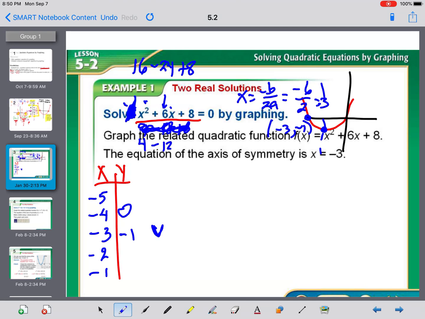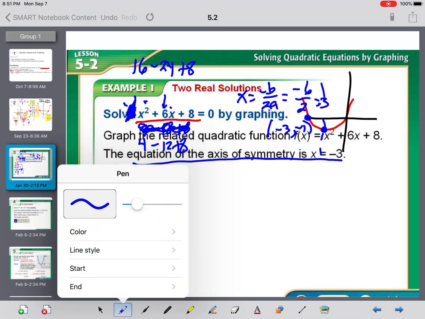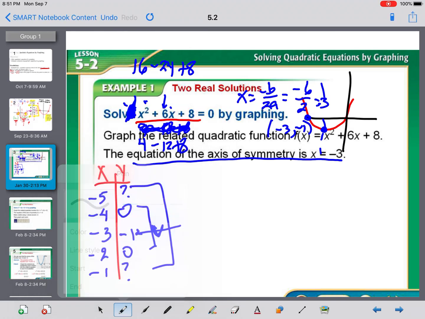If I put the negative 2 in the trinomial, I get negative 2 squared, which is 4, and then 6 times negative 2, which is minus 12, plus 8, which is another 0. Now I could go on and find the value for 5 and the value for negative 1. They're going to match, and there's your vertex in the middle.